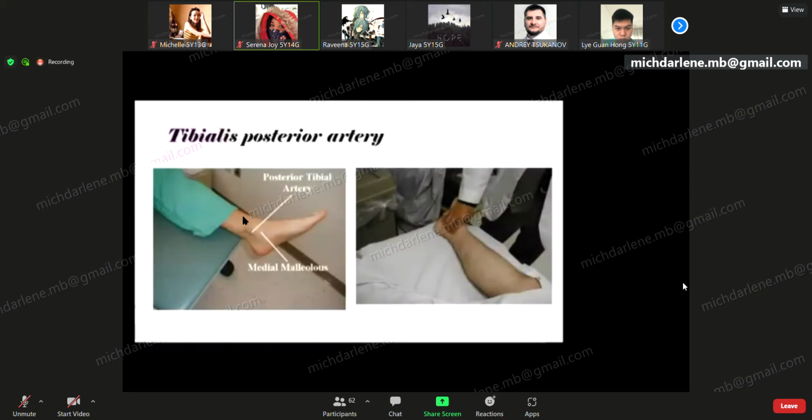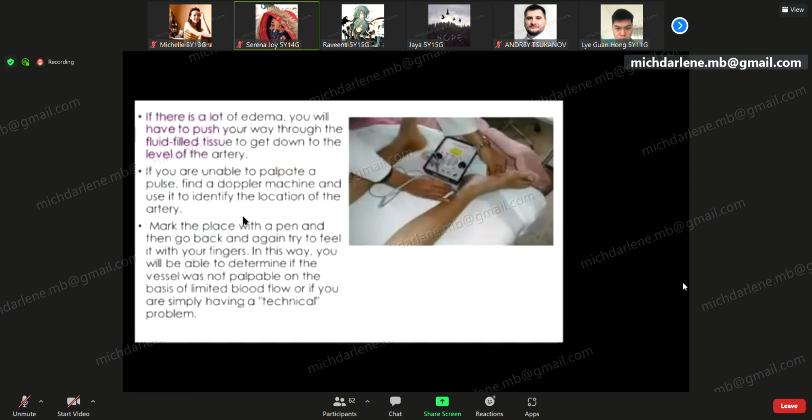Tibial posterior artery. Its location is the medial malleolus, and we can use the second, third, and fourth fingers behind the malleolus, and we can feel the pulse. If there is a lot of edema, you will have to push your way through the fluid-filled tissue to get down to the level of the artery.